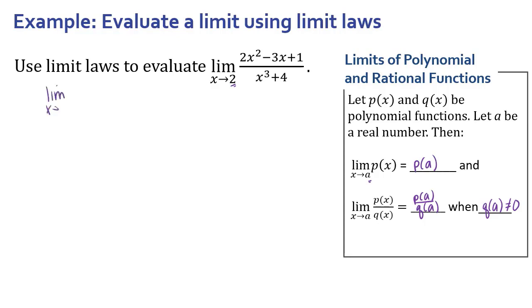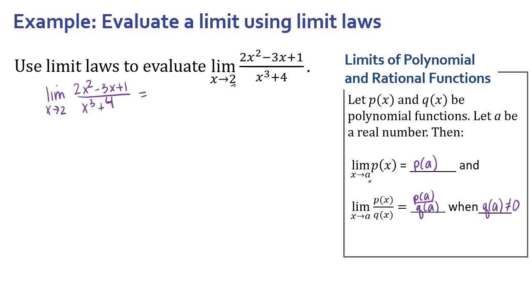Finding the limit as x approaches 2 of the quantity 2x squared minus 3x plus 1 all over the quantity x cubed plus 4. So we can see here that we have a rational function. There's a polynomial in the numerator and a polynomial in the denominator. If you need to remind yourself of what polynomials are, please make sure you take that time to refresh your memory on that. You can go and look in college algebra for that.